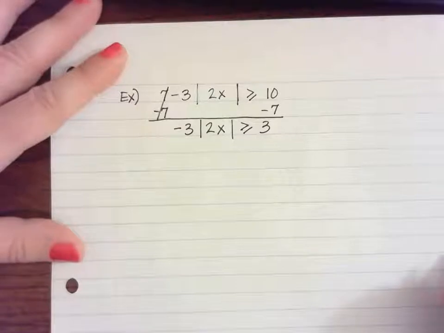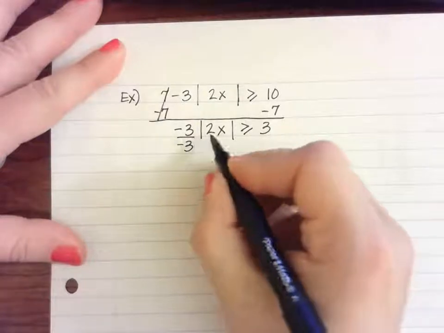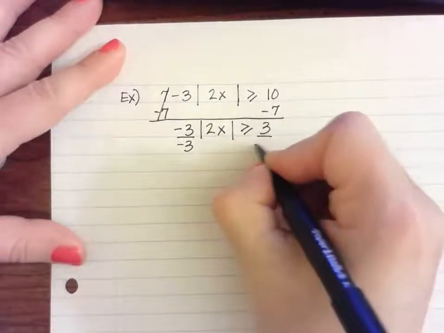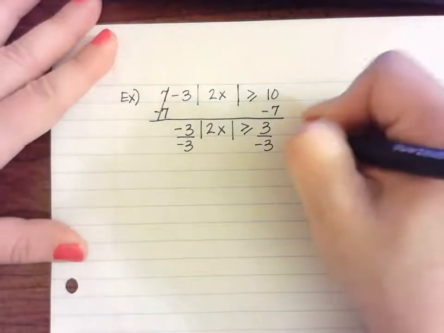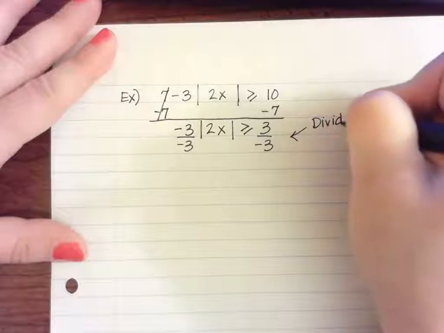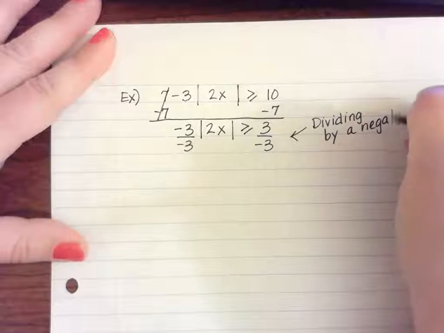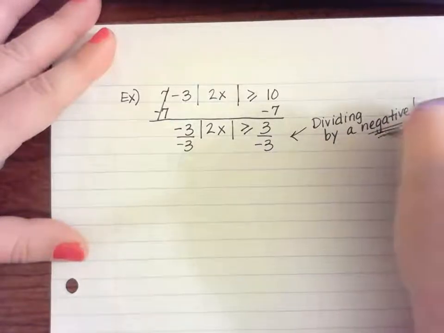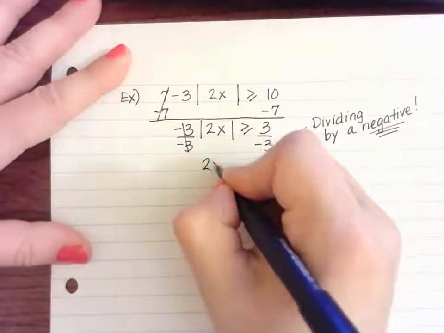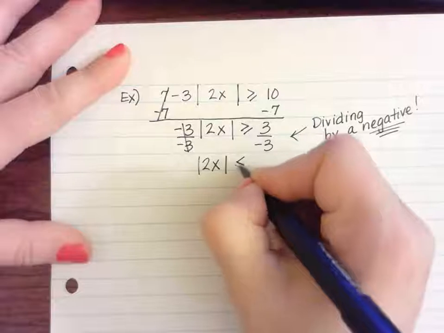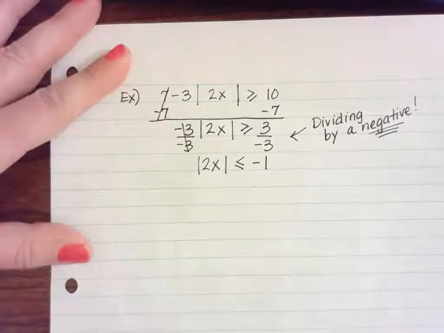Okay, so at this point, I'm going to divide by negative 3. You could multiply these if you want to. I'm just going to divide. Either one is fine. But look, I'm dividing by a negative number. So when you're dividing by a negative number, you have to flip the sign. Every time you divide by a negative number, you have to flip the sign. Okay? Only when you divide by a negative. So this is still 2x. This gets flipped to less than or equal to, and 3 divided by negative 3 is negative 1.